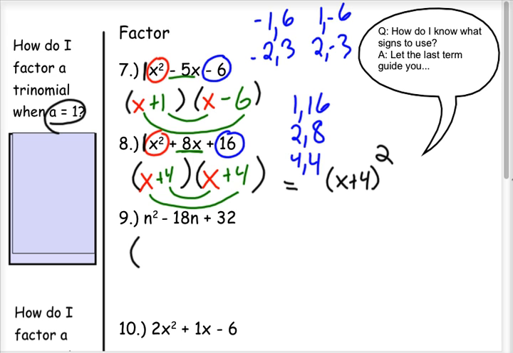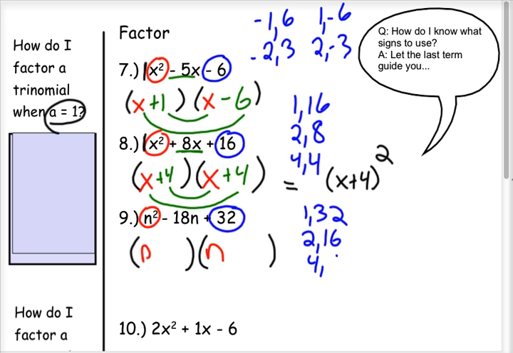So, number 9. Let's get our parentheses ready. So this n squared is coming from n times n. This 32 is coming from either 1 and 32, 2 and 16, 4 and 8. So now, once again, this is one of our nice cases where that a value is just 1, the square term is completely by itself. So we really are just looking for what multiplies to 32 and adds to negative 18.